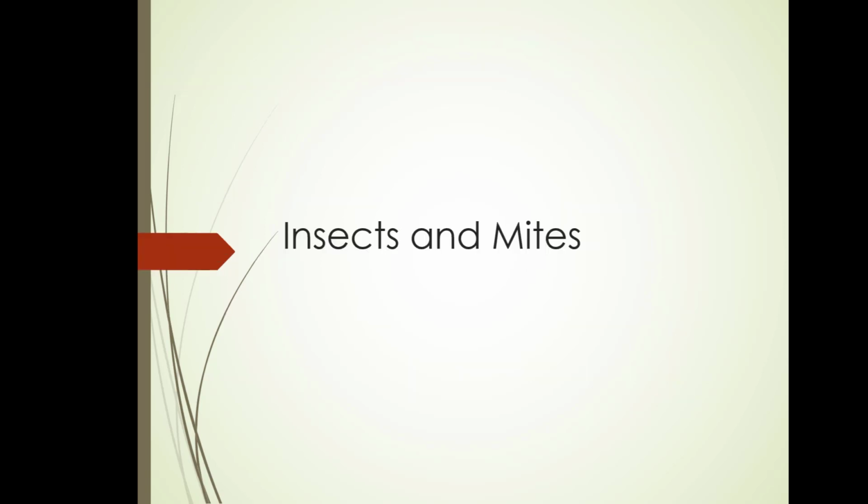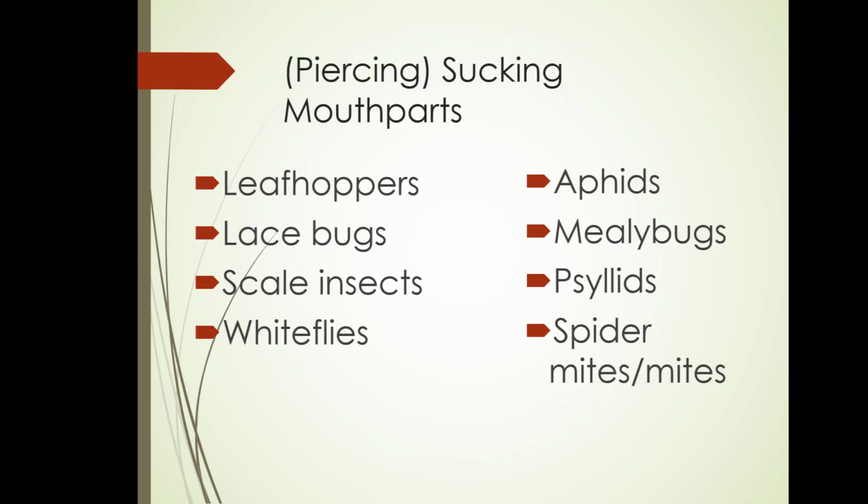So we're going to talk a little bit about insects and mites. The two main mouth parts for damage are piercing and sucking, and chewing. Piercing and sucking mouth parts are found on leafhoppers, lacebugs, scale insects, whiteflies, aphids, mealybugs, psyllids, spider mites, and other mites. This is not an exhaustive list. There are many, many insects with sucking mouth parts.